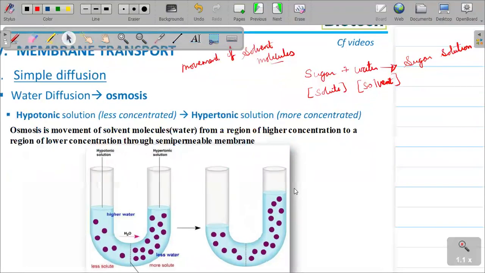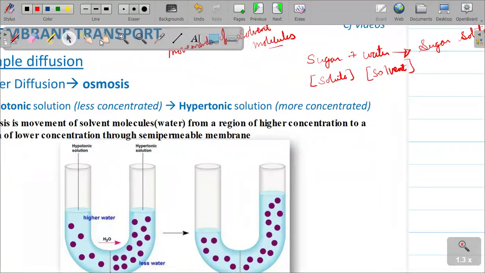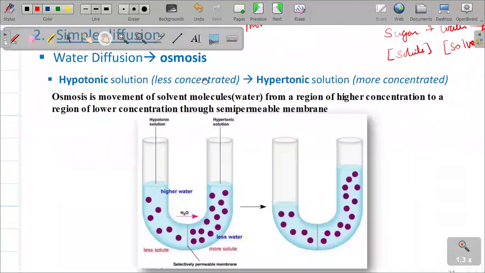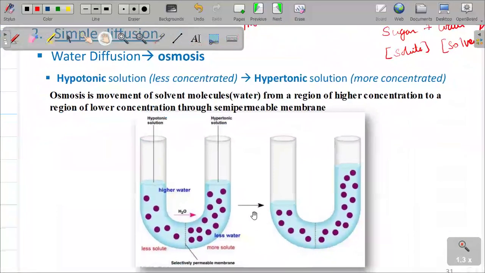So, what is a semi-permeable membrane? The membrane that allows only the solvent molecules to pass through is called a semi-permeable membrane. So, here there are two kinds of solution. The terms I will be using a little bit later are hypertonic and hypotonic. The first condition, look here, the water concentration I'm taking here. Water concentration is high here.